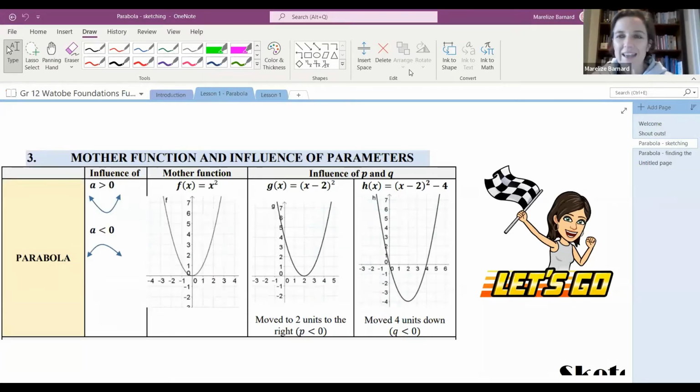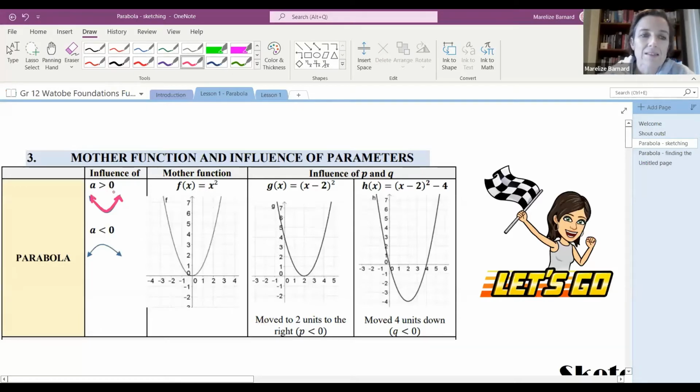Right, so let's have a look at our first function that we are going to revise this evening, which is the parabola. Now, remember the parabola is the quadratic function. It is any function that has an x squared in its equation, and it can take two different shapes. It can either be what you might know as a smiley face, a happy face parabola, and that happens when a is greater than 0.